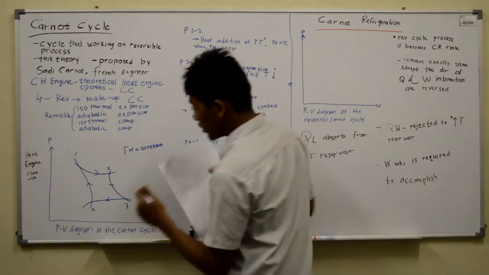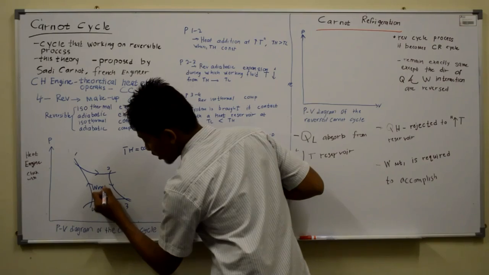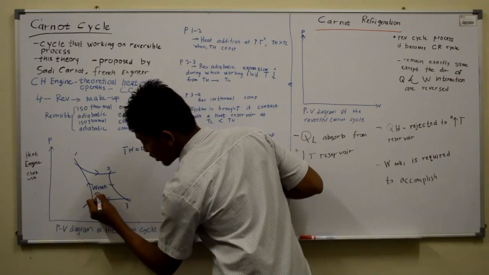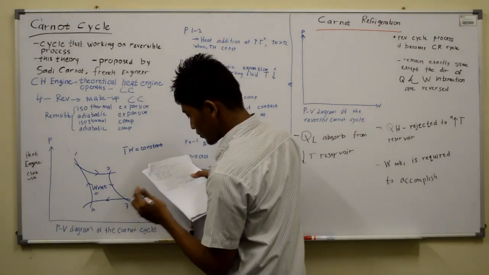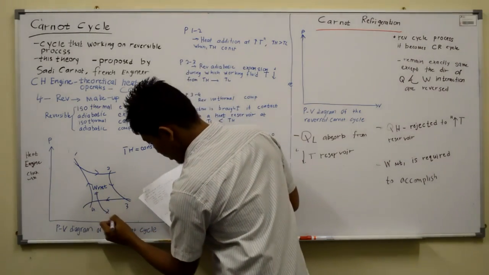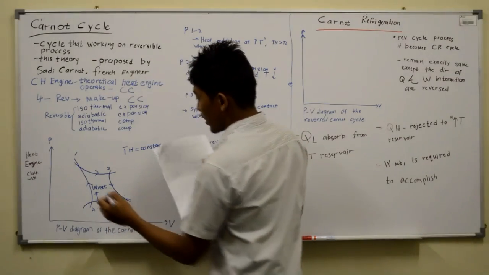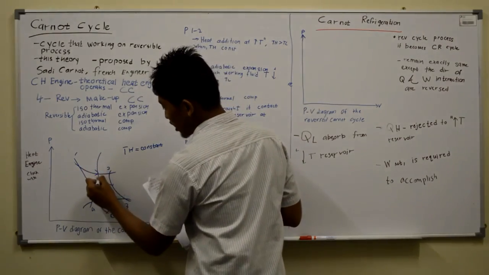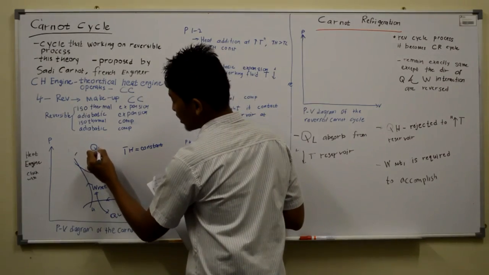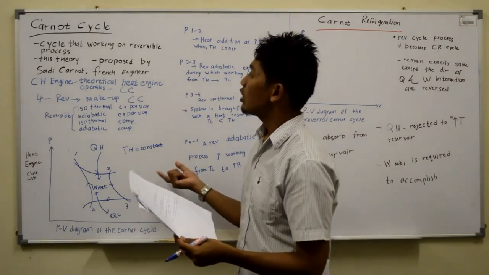Then the total work out, W net, is equal to QH minus QL, where QL is heat at low temperature, and QH is the heat entering at high temperature. Okay, this is for the Carnot cycle.